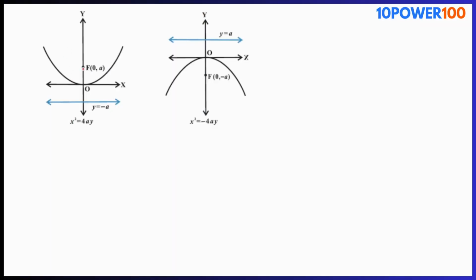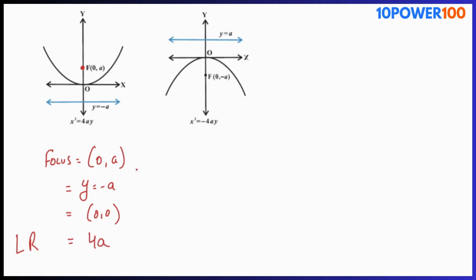Next one, the focus point is on y-axis. If the focus point is on y-axis, directrix will be opposite to that. So you all know the focus point is on y-axis, in that case it becomes (0, a). The equation of directrix will be y = -a. It will be parallel to x-axis. And the vertex point is always (0, 0). And last one, the length of latus rectum is once again 4a. There's no change in that.